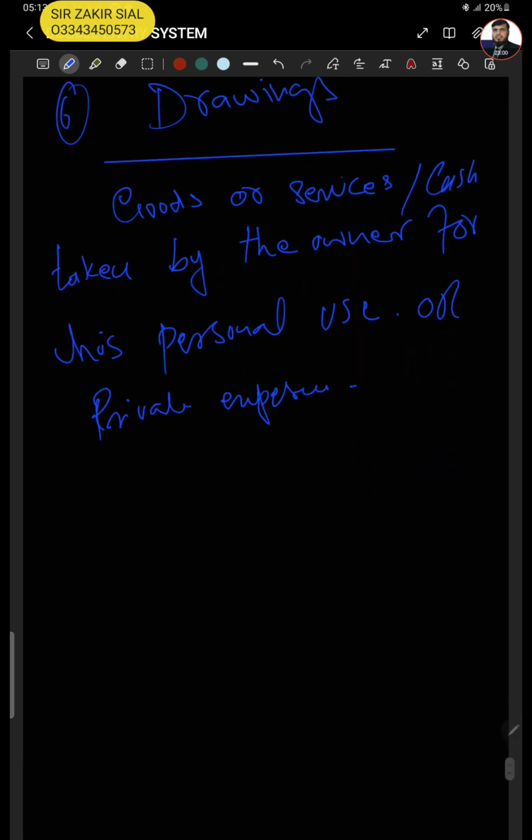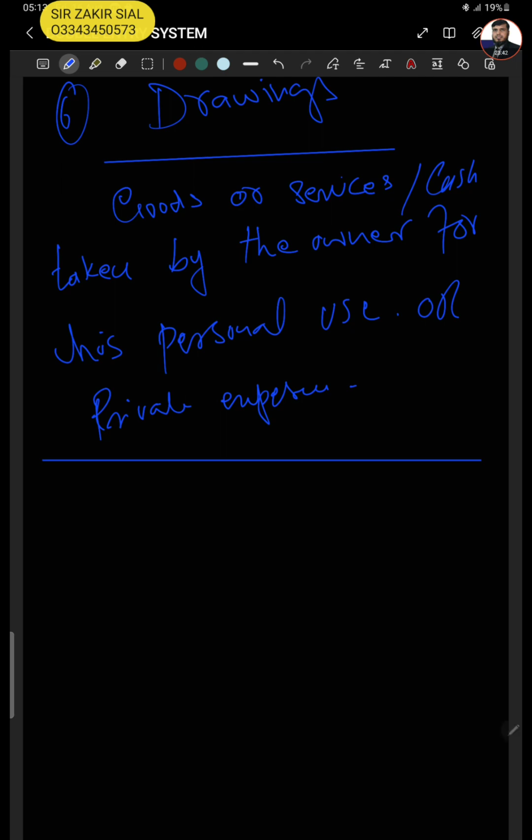Whenever the owner is investing in the business, capital is increased. But when the owner is withdrawing cash or goods or machinery or any servers from the business, that is called drawings. It's the opposite of capital. These are the six main contents: assets, liabilities, capital, income, expense, and drawings. Now we discuss how we use these in accounting.